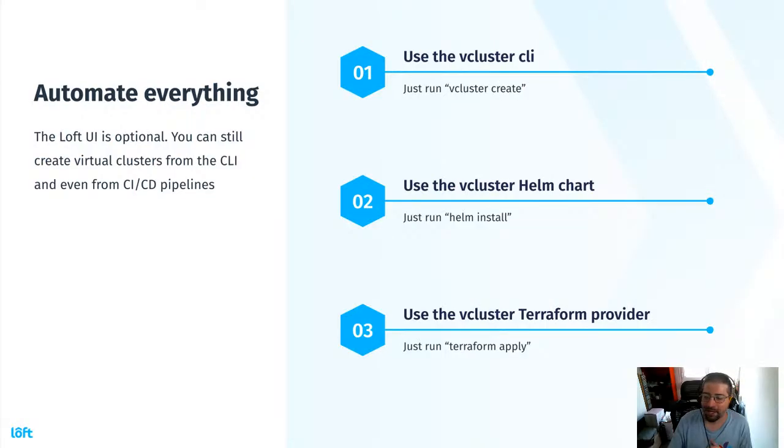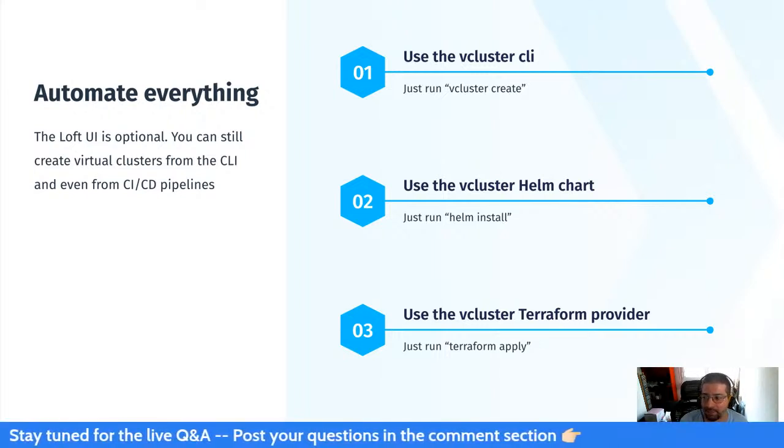So Loft, again, is one step ahead. Apart from the UI that we just saw, there is also a very friendly CLI that you can use to create clusters. There is also a Helm installation. And actually, the one thing I did mention is that Loft itself is installed with Helm, so it's super easy to install it. But the most interesting scenario for me is to use Terraform.